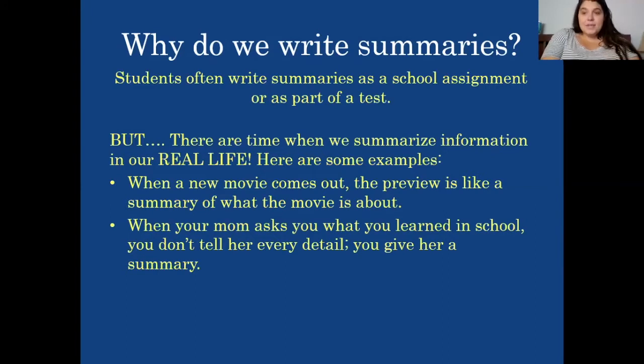Another good example is when your mom or dad or aunt, uncle, grandma, when you come home from school and they say, "What'd you learn today?" or "How was your day?" Do you tell them every single thing that happened? Well, first I went to the bathroom and then I sharpened my pencil and then I sat in my seat and then I ate my breakfast. You don't tell them every single thing that happened. You don't tell them every detail. You just give them a good summary.